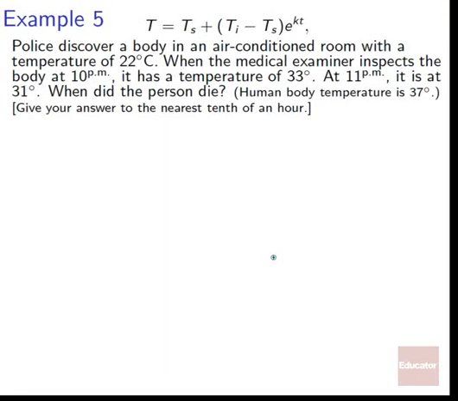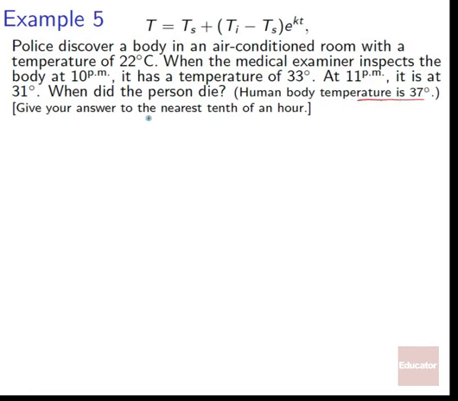All right, final example. This one's going to be a little bit of a doozy, but this is about as hard as you'll wind up seeing any of this sort of stuff get. Police discover a body in an air-conditioned room with a temperature of 22 degrees Celsius. When the medical examiner inspects the body at 10 p.m., it has a temperature of 33 degrees. At 11 p.m., it is at 31 degrees. When did the person die? And we're also told that human body temperature is 37 degrees.